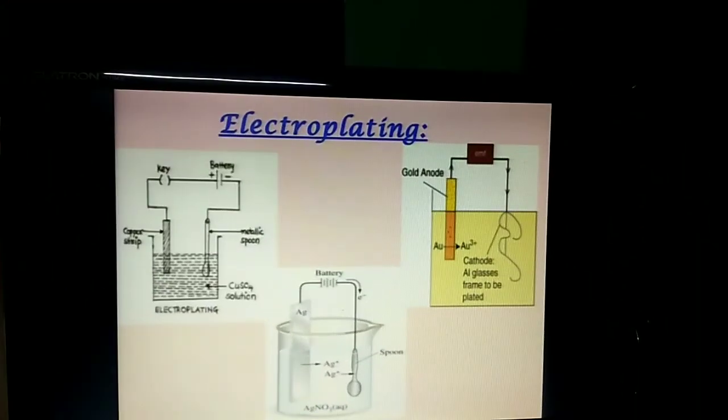Here are some pictures given as examples of electroplating. A metallic spoon with copper. The second picture, gold plating on a wire. The third picture, silver plating on a spoon.